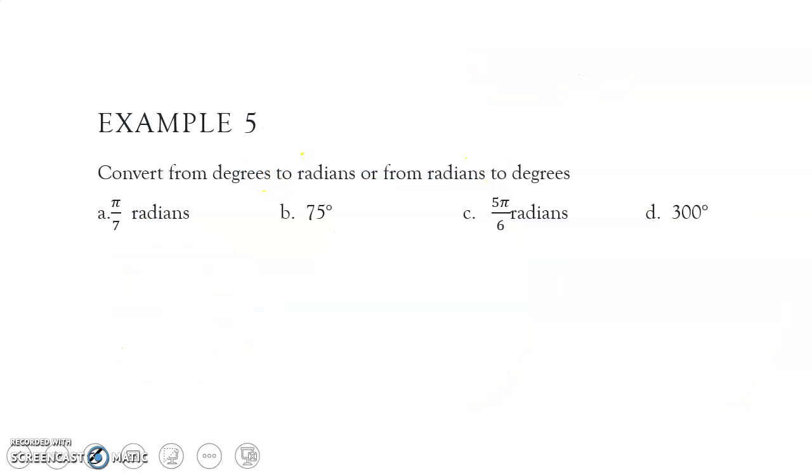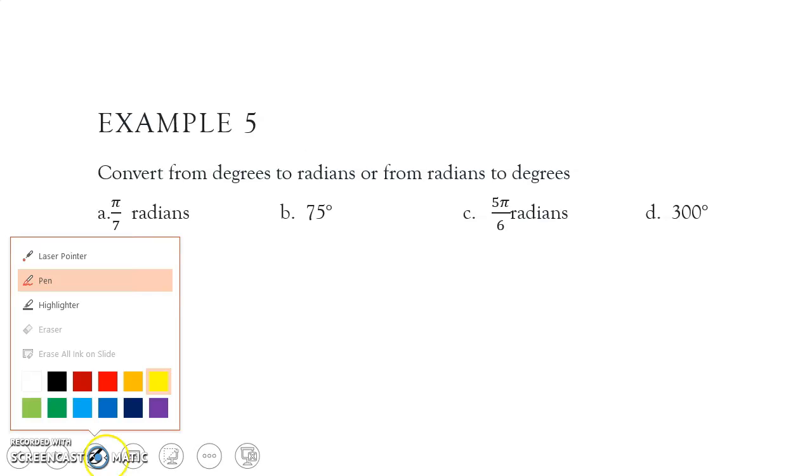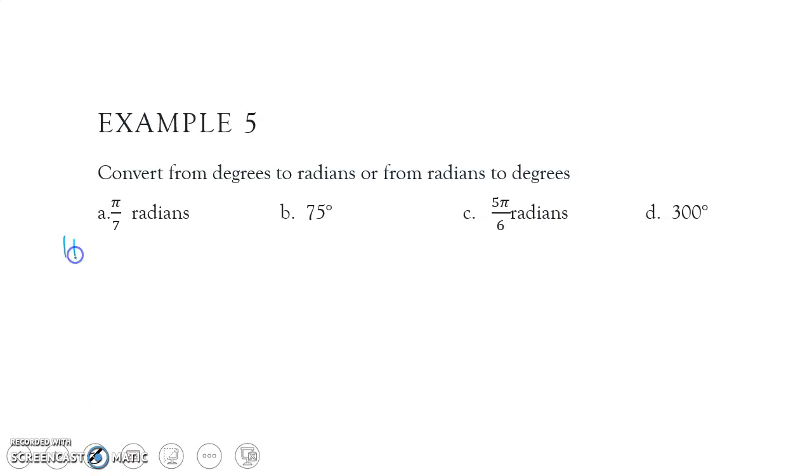I'll show you how to do that. So if I have pi over 7 radians, I'm going to set up kind of a ratio here. So pi over 7 is the part of pi.